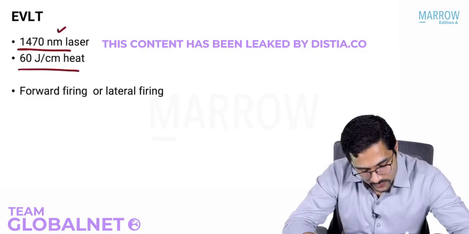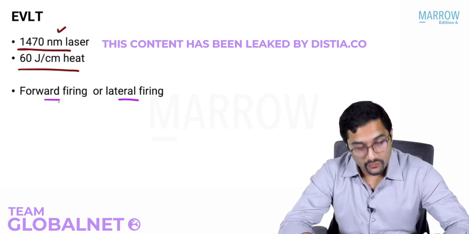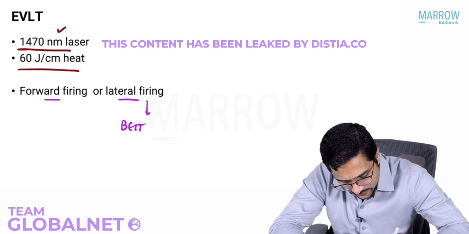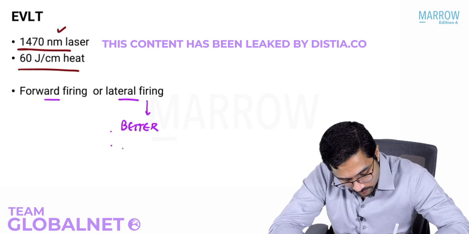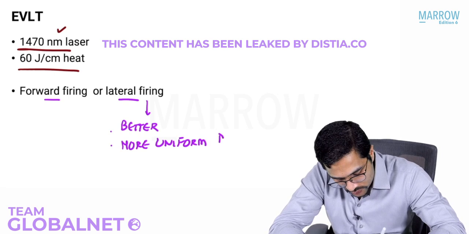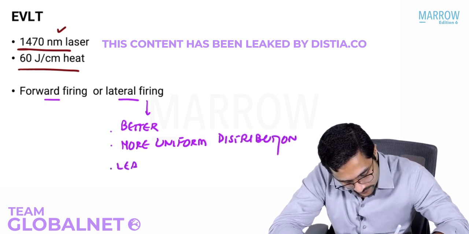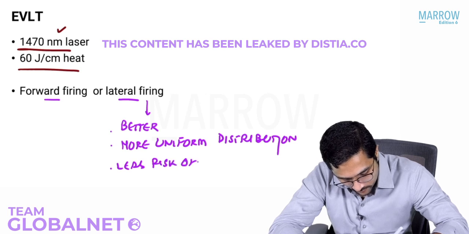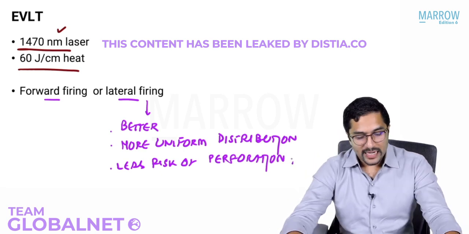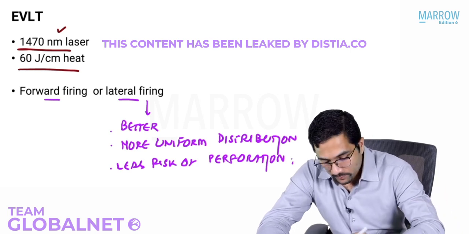Now there are two types of EVLT probes which are there. One is forward firing and one is lateral firing. Lateral firing is better because there is more uniform distribution and there is less risk of perforation in these patients. Okay, so that is why lateral firing is preferred over forward firing probes.